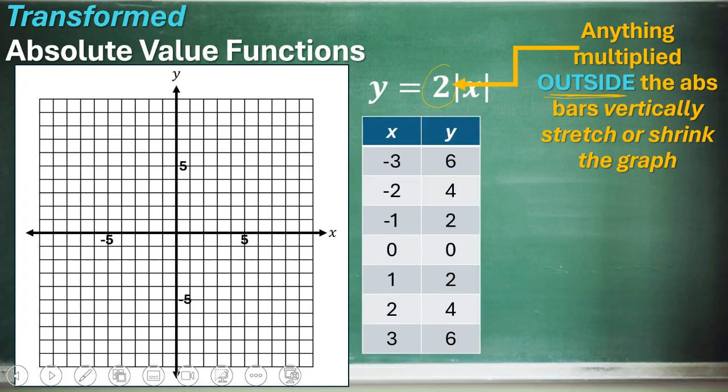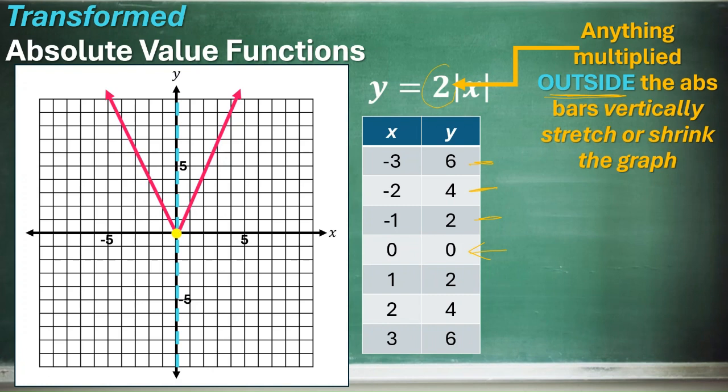So let's take a look at the table of values. You can see we're still centered at (0, 0) here, but this used to be a 1, it's now a 2. This used to be a 2, it's now a 4. This used to be a 3, and now it's a 6. So it's growing. Every y value is 2 times bigger than it previously was.